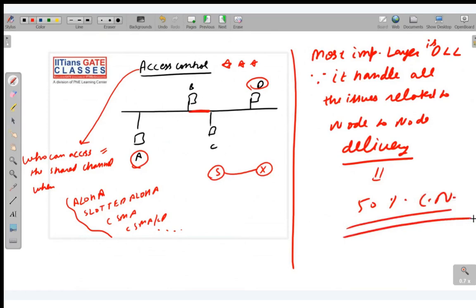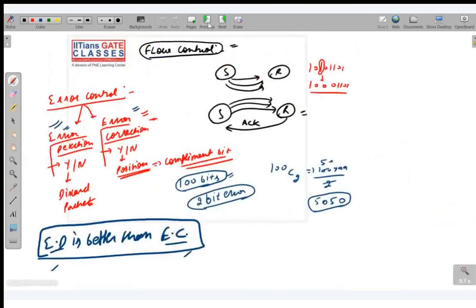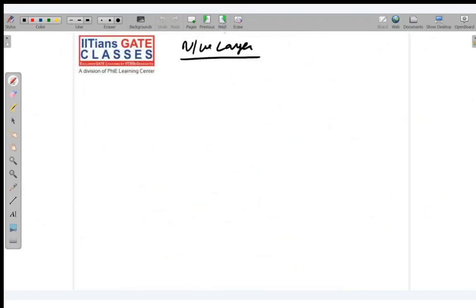Take a snapshot. We will jump to the next slide. Now we are going to start the network layer. So the next layer is the network layer. I'm just giving you an introduction here, the functions of the layer and so on. They can ask which layer is doing access control, which layer is doing error control, flow control, which layer is doing framing. So they will ask direct questions.